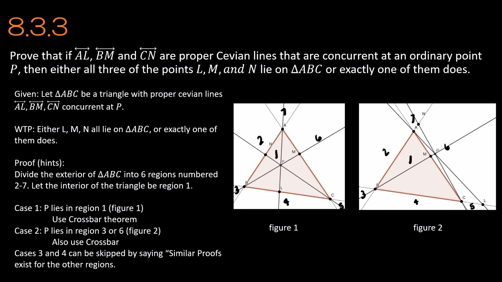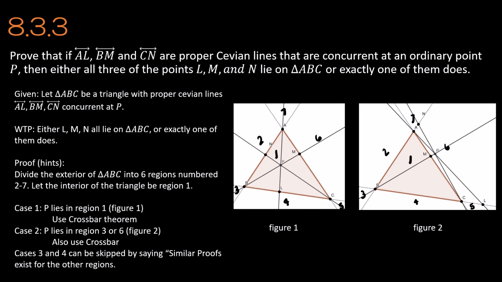Since we don't have much to do in GeoGebra this week, I did assign you 4 proofs. We just went through one of the assigned proofs together. For another one, this is 8.3.3, I'm just going to give you some hints, but I don't want to do the proof with you. I think it'll be pretty straightforward once we go through the hints. So here we have a triangle ABC with proper Cevian lines AL, BM, CN concurrent at P. And we're trying to prove that either L, M, and N all are on the interior of the triangle, so all on the sides of the triangle, or just one of them will be on the side of the triangle.